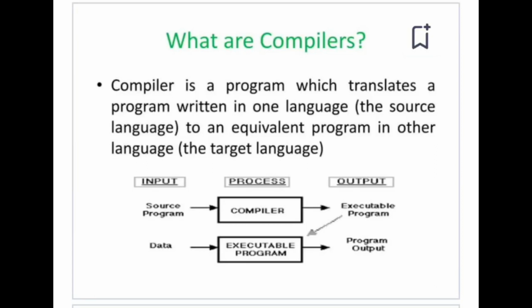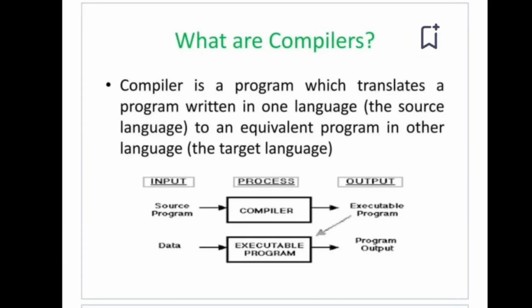Let's talk today about compilers. What are compilers? A compiler is a program which translates a program written in one language to an equivalent program in another language, that is called the target language. Diagram defining the compiler: input, process and output. Source code, compiler, then executable program, data, executable program, then program output.